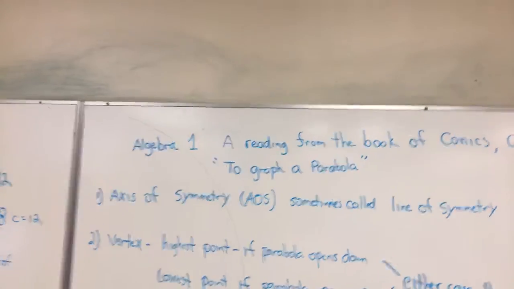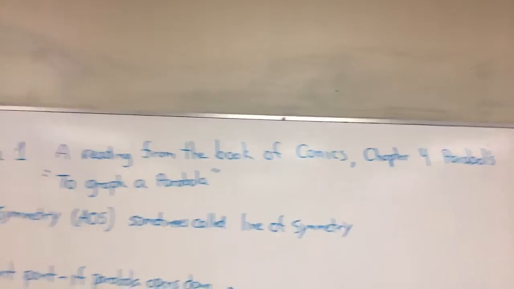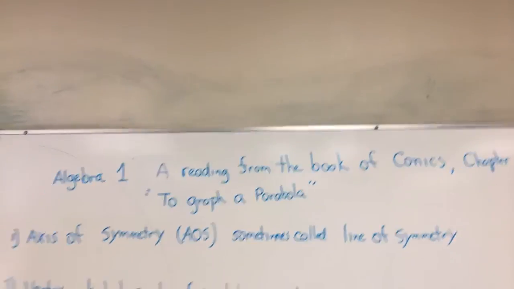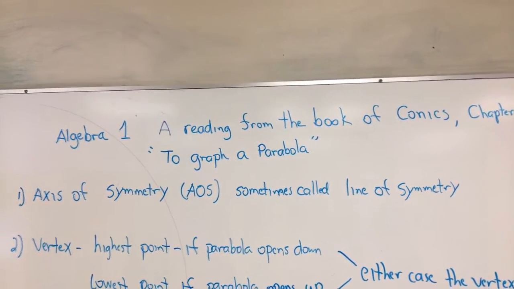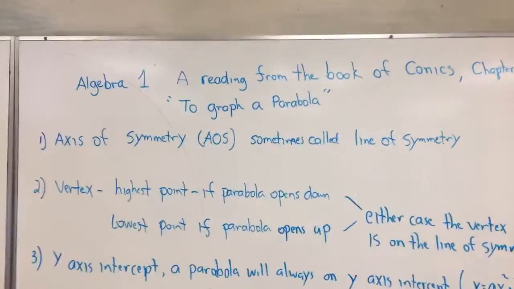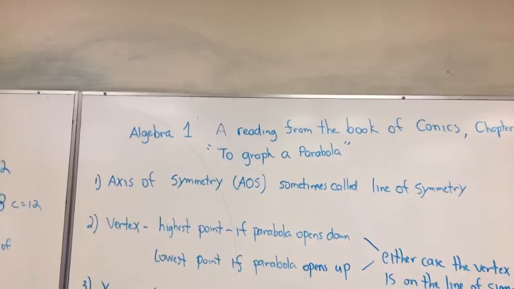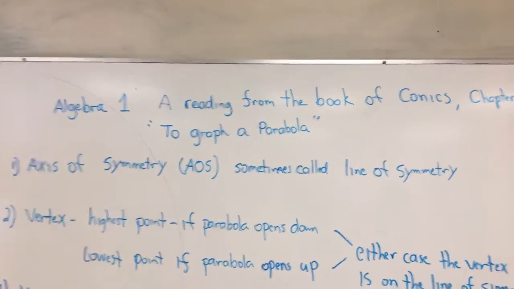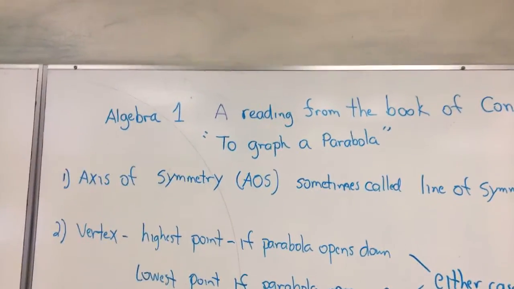All right, Algebra 1. So today, a reading from the book of Conics, chapter 4, parabolas. We're going to look at a paragraph on how to graph a parabola. To graph a parabola, we need at least 5 points. It's helpful to find those 5 points if we first identify the axis of symmetry, abbreviated AOS. It's sometimes called the line of symmetry. But anyway, the axis of symmetry is the first thing we're going to find.